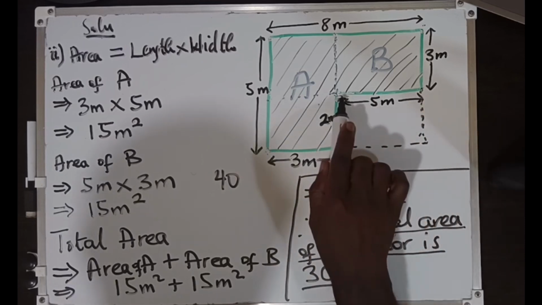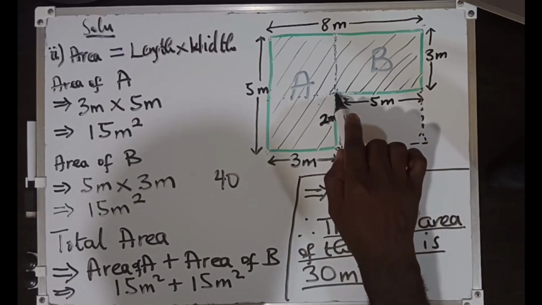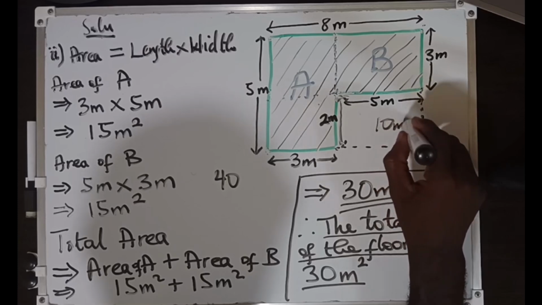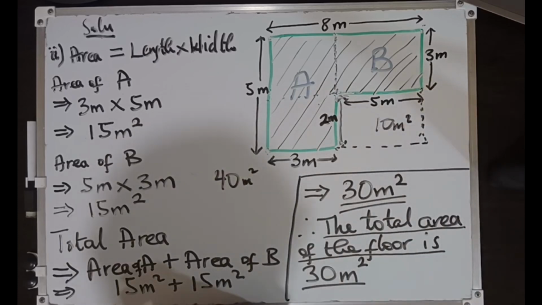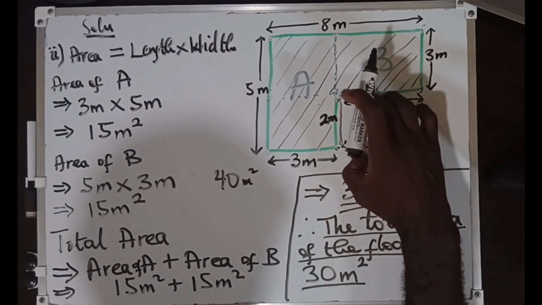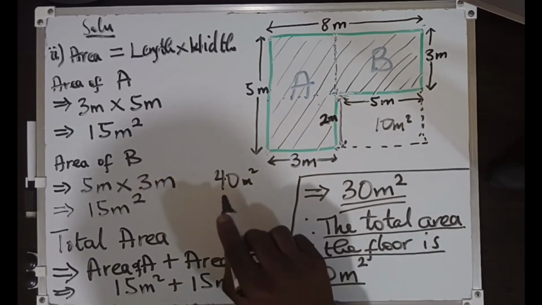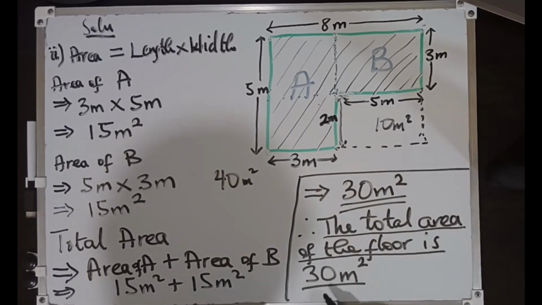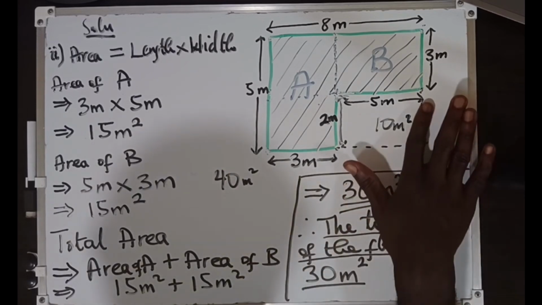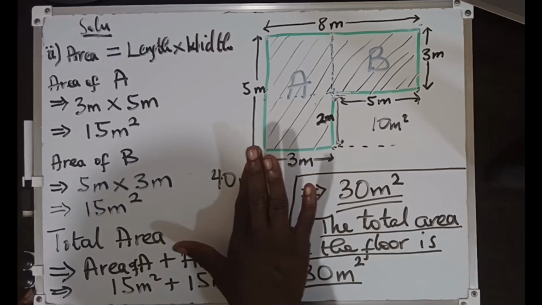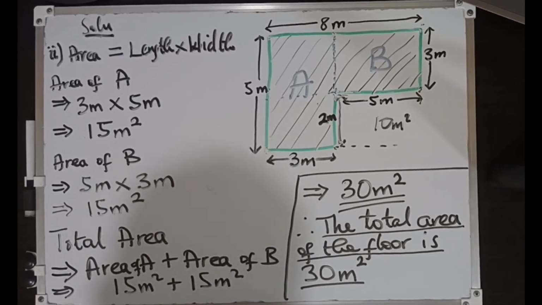Then we calculate the area of the part that is not included. Look here. This is 5, and from here to here is 2. So 5 times 2 would have been 10, so this side would have been 10 meters squared. And the total is 40 meters squared. Since this wasn't part of the shape, we have to subtract this from the total area, and that would have been 40 minus 10. And 40 minus 10 is 30, which was the same answer that we got for the total area of the shape that we are considering. Alright, so we got 30 meters squared for the floor of the room.